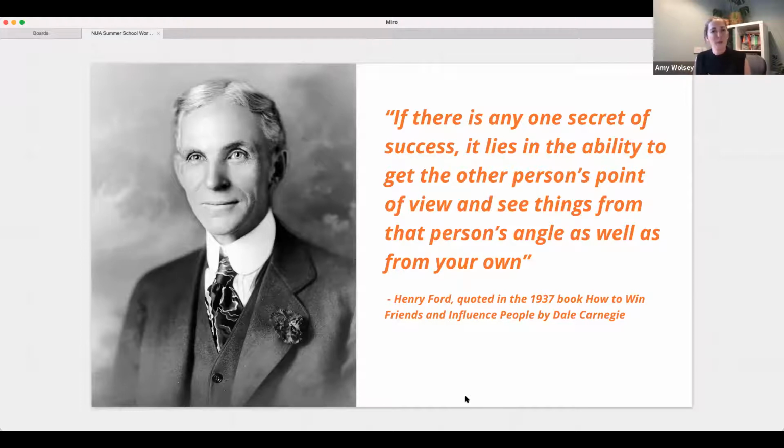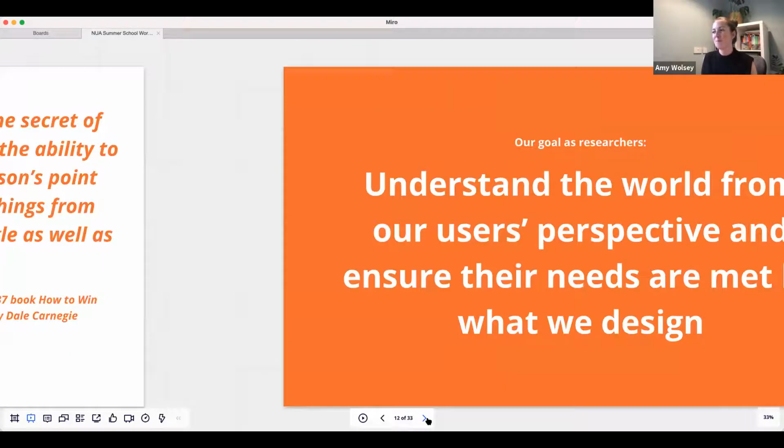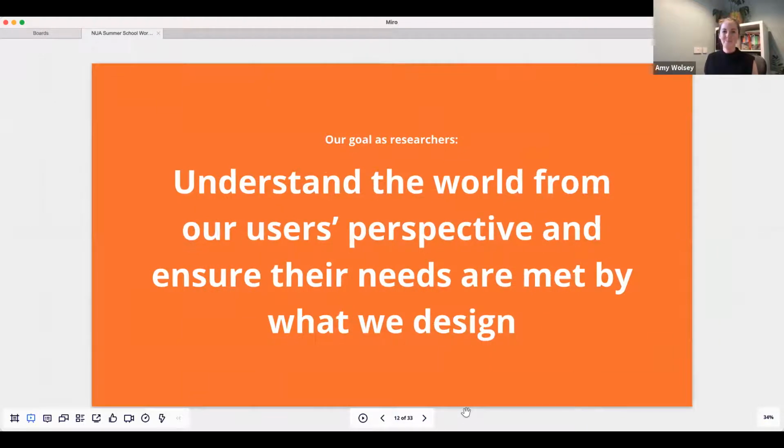It's much more than that when it comes to design in particular. And by the way, he did actually say that quote. We actually have that written down from multiple sources. So I guess ultimately our goal as researchers, my goal as a researcher, is to understand the world from our users' perspective and ensure that their needs are met by what we design.